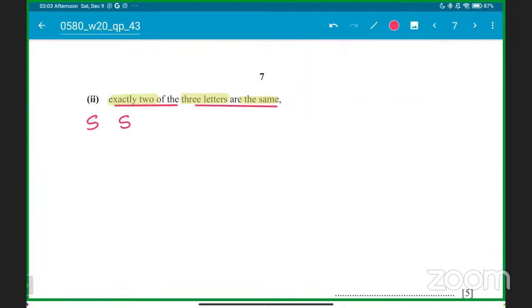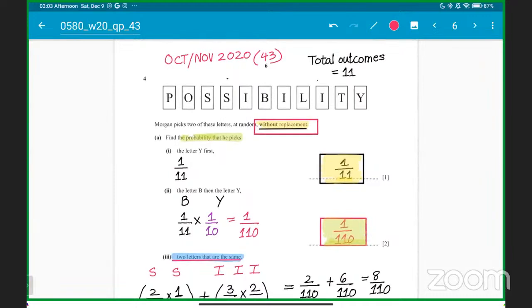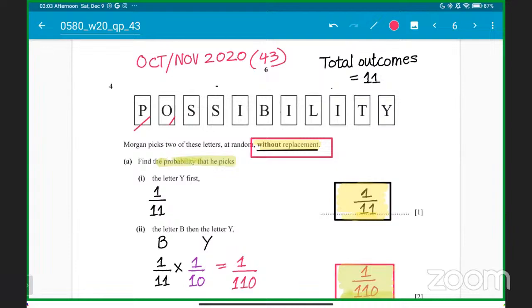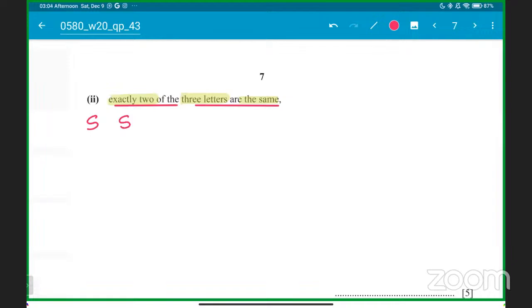So the third one can be any of the options available. The third one can be P, O, one of the I's, B, L, T, or Y. Getting it, guys? So many options are available. Getting it, students? Clear? Yes, sir.